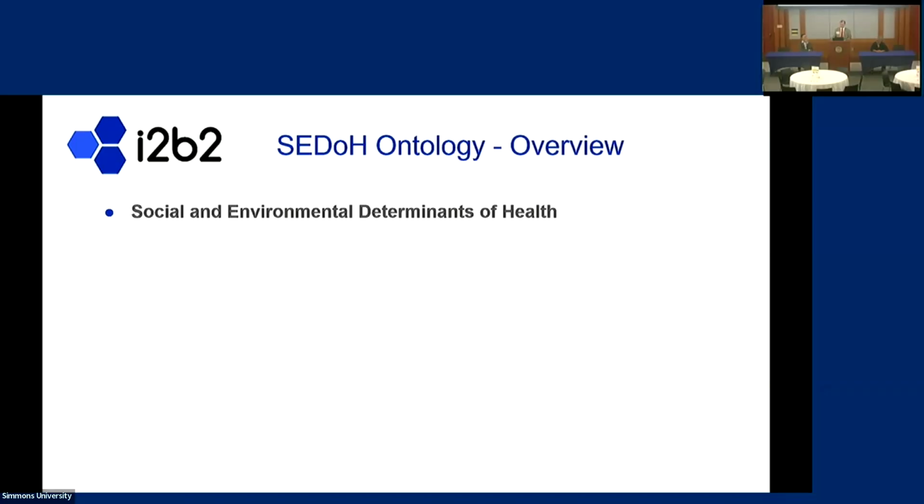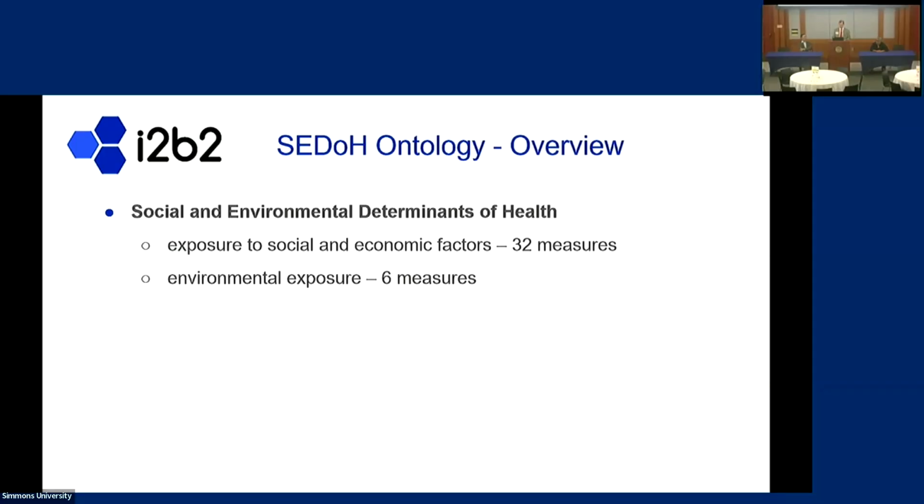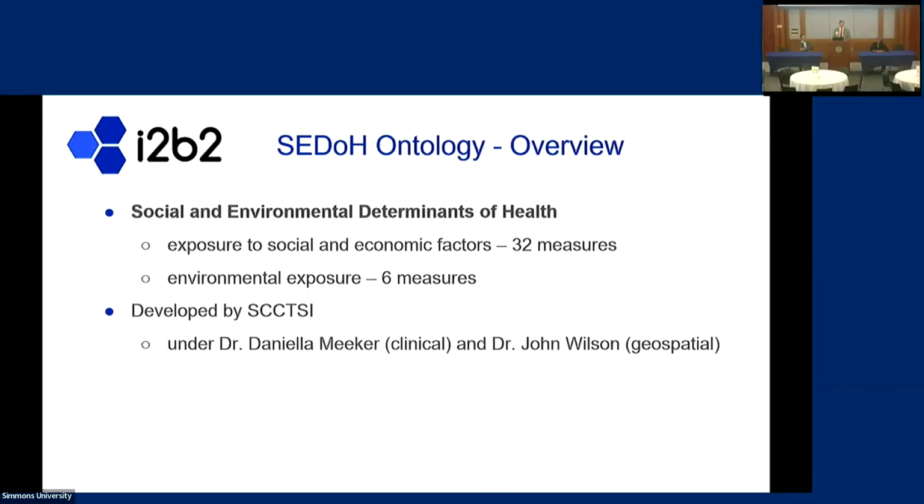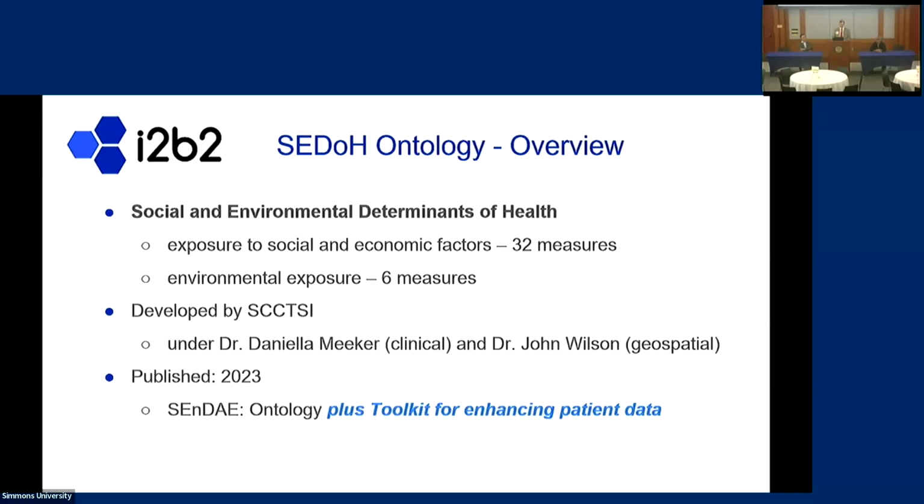So here we are, social and environmental determinants of health. It's actually 32 measures of social and economic determinants and 6 measures or more of environmental information. This was developed by my former team under Dr. Daniela Meeker, who was a professor of clinical research informatics, and Dr. John Wilson, who is with the geospatial department at USC. And we published a paper in 2023 calling it Sunday.